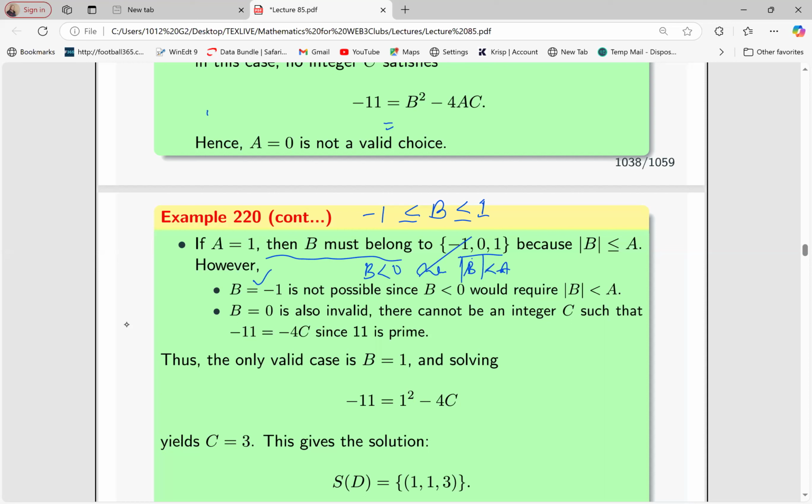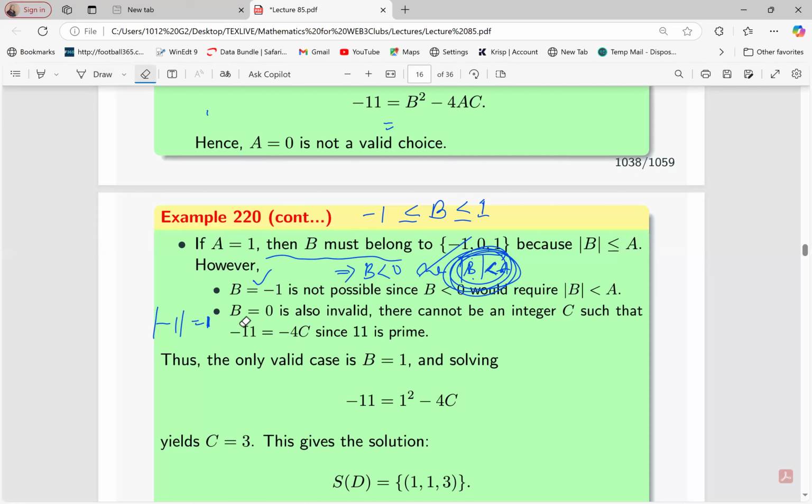Now let's see. If B is negative 1, then we use this condition, because B is less than 0, is negative. So if B is negative, it should be less than, not less than or equal to. But you see, the magnitude of negative 1 is 1. So it does not meet this condition, because 1 is not less than 1. So it means B cannot be negative 1.